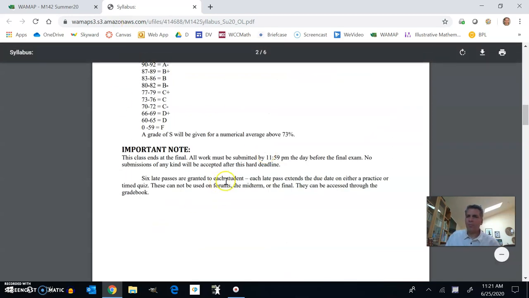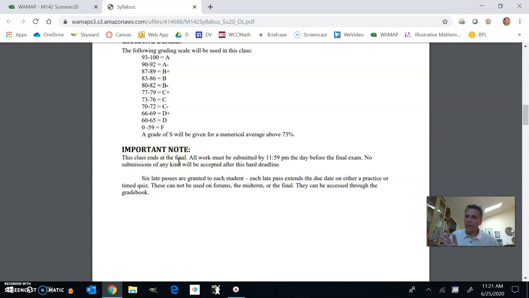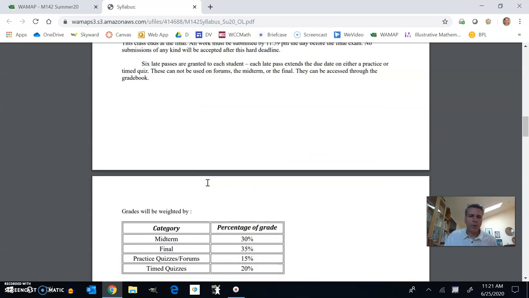Grading scale, and so on. Looking at my notes. One important note: this class ends at the final, so when we take the final, the class is done. Any work that you have must be submitted by essentially midnight, the day before the final. So if you've been putting stuff off, you want to get it done. It really needs to be done the night before the final. You won't be able to do it later, or even use what are called late passes. I give 6 late passes, and you can use those on quizzes. We'll talk about quizzes here in a minute.